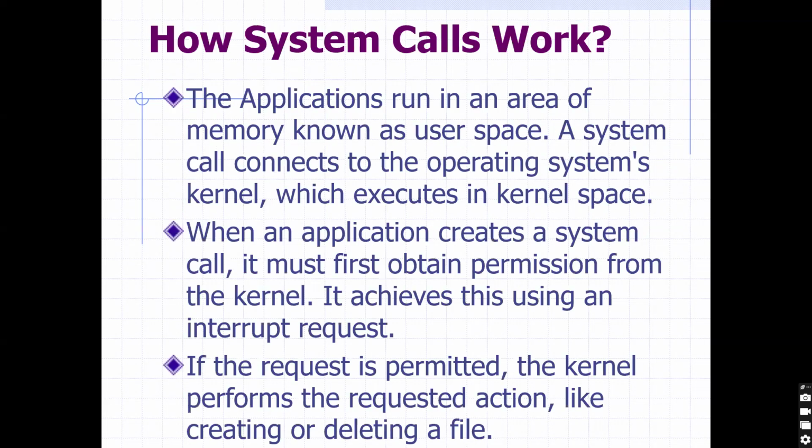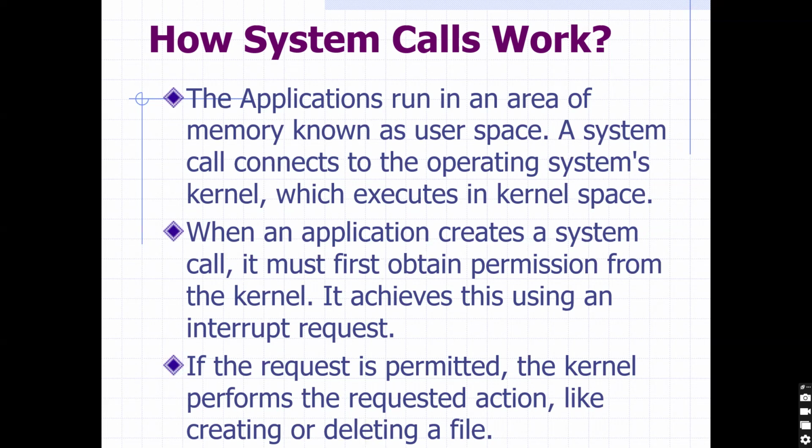Now how does system call work? Whenever you use main memory, there are two spaces. The first one is protected space for operating system and the second one is user space. All the applications in the RAM or in memory run in user space. A system call connects to the operating system kernel, which executes in kernel space. So kernel space is protected and all the applications run in user space.